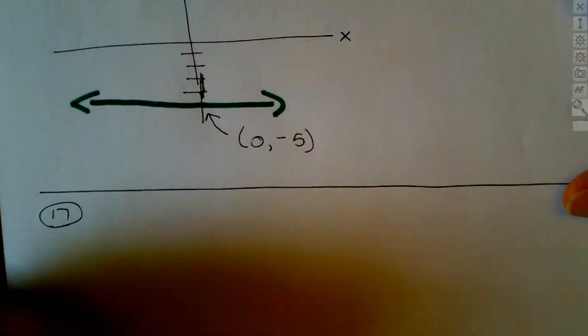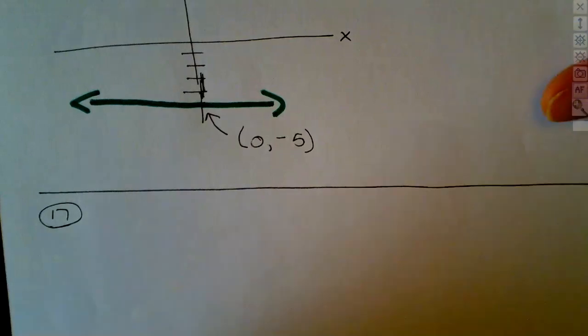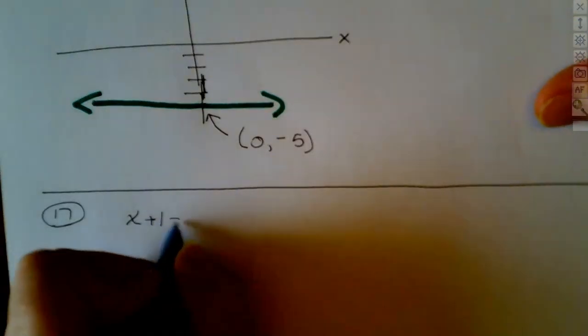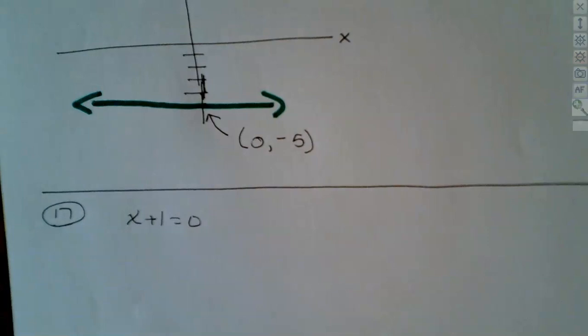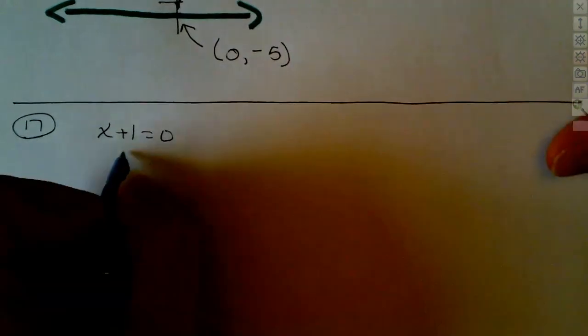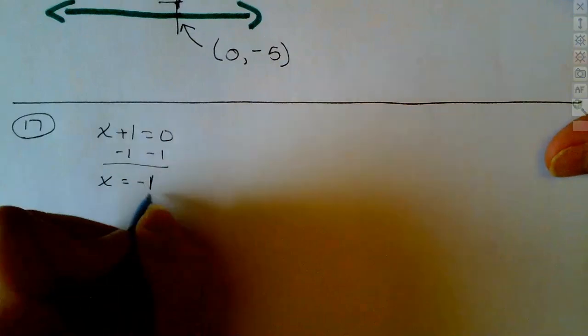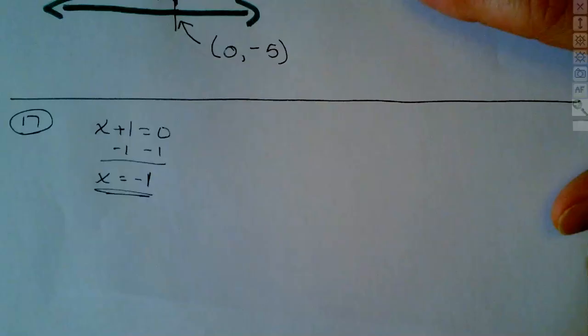17. 17 is very similar, and it's x plus 1 equals 0. We want to follow the same directions. So we want to find the intercepts, and we want to graph it. We only have one variable. In this case, we have the variable x. We need to get x by itself. So move that 1 over, and now we've got x equals -1.